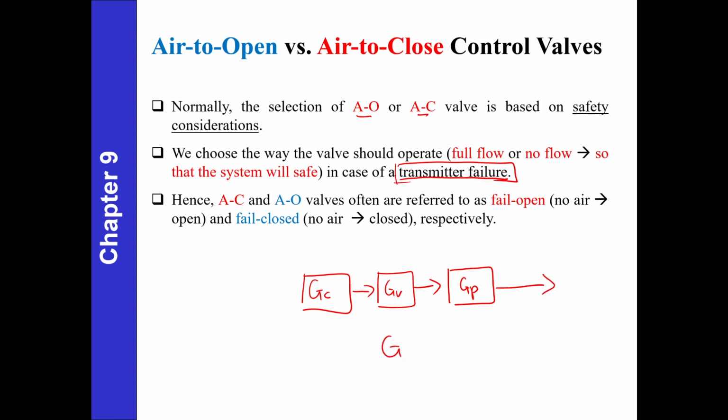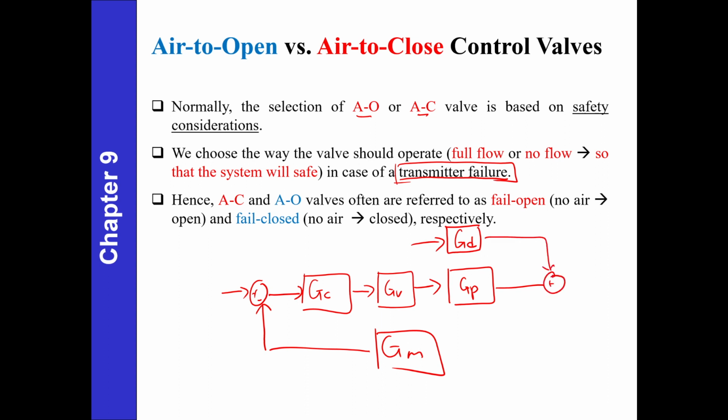Then we have a GM. Together with that, inside the controller, there could be another transfer function here. This block diagram is for the feedback. For the feed forward, it is another form of block diagram, but don't worry, your syllabus only covers the feedback.